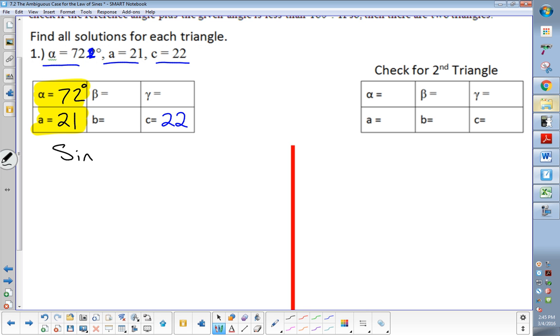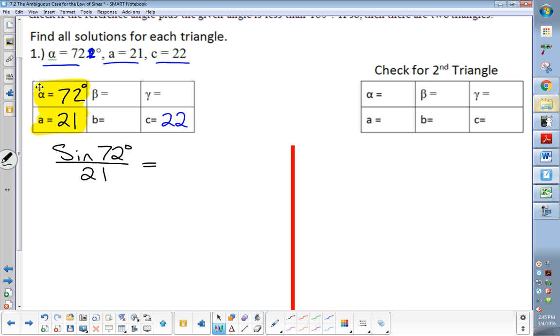Remember what that looks like. Sine of the angle, so sine of 72 degrees over its side length that goes with it, which is that A of 21, is going to be equal to, we can use that to solve for anything here. Okay? So they told me C. That's the only other bit of information I know. I know C. So what am I going to use C to help me find? The angle that goes with C. Good. So the angle that goes with C is gamma.